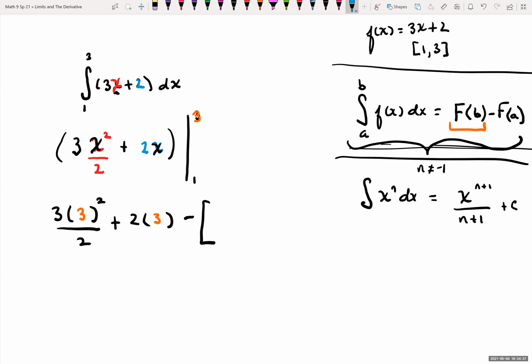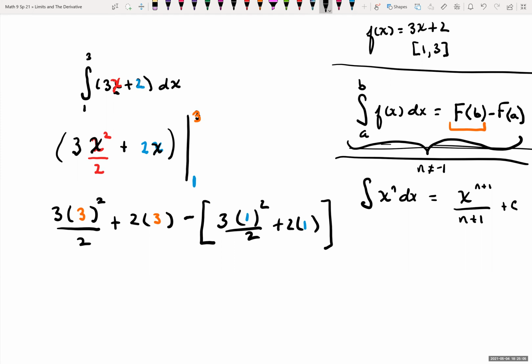So now let's plug in 1 wherever we see an x in this function. If we do that, we have 3, we see an x, so put parentheses squared all over 2 plus 2, we see an x. We're going to put parentheses and go back in there and put in 1 wherever we had seen an x. So now it's just order of operations and simplifying this arithmetic.